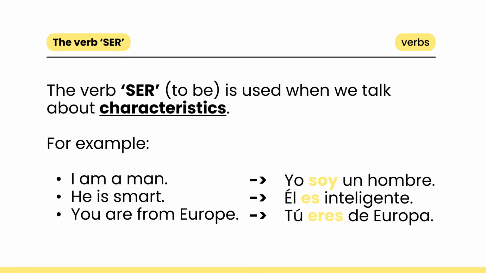Alright, so let's start with the first conjugation. Now, what's important to know is that the verb ser is used when we talk about characteristics. So as an example, when we say I am a man, that's a characteristic. Or when we say he is smart, that's also a characteristic of someone. Or another example would be you are from Europe, which is also a characteristic of a person. So in all of these cases, we use the verb ser. Now, don't worry for now, we're going to dive further into this. So let's just start with the first conjugation.